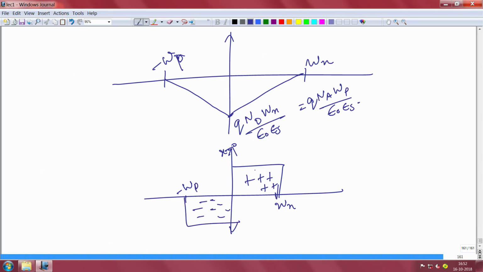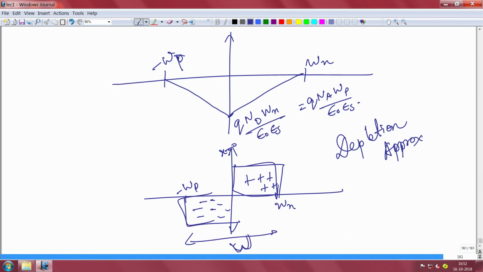The assumption, the depletion approximation, tells us that there is absolutely no mobile carrier within this and within this. So this is your total depletion. There is absolutely no mobile carrier here. Everything is ionized immobile charges, and we solve the Poisson equation here. We get the field as we have discussed. We also get the potential profile. So we are good to set up the field and the potential energy profile.